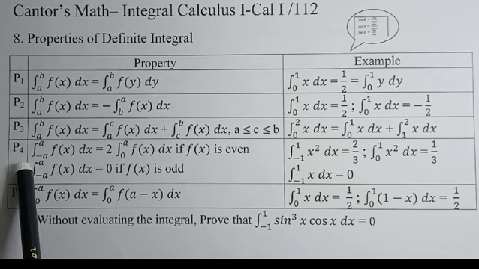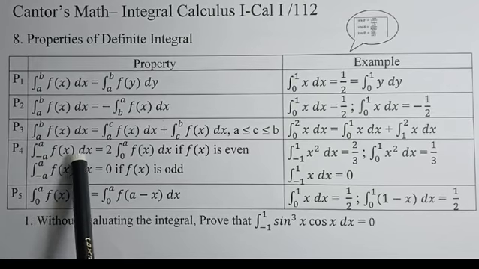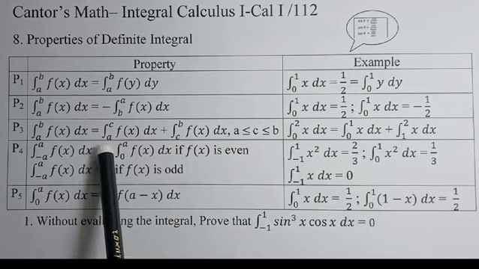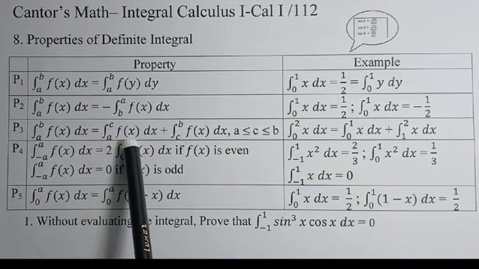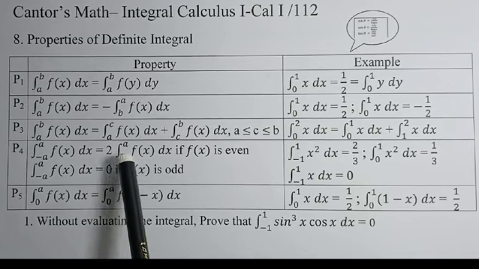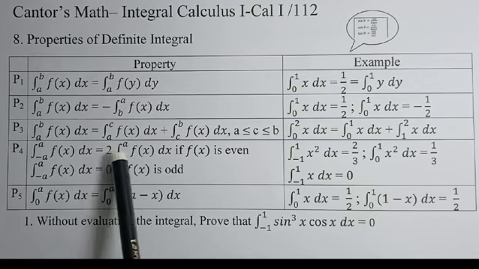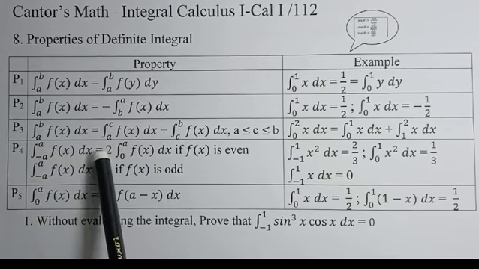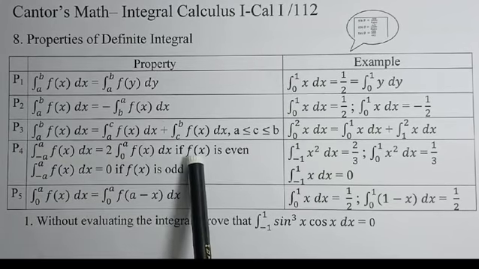Property number 4, very interesting. Integral minus a to a f of x dx: if f of x is even, you can directly write it as 2 into integral 0 to a. This lower limit 0 is always preferred. Minus a to a, in between we have 0. Therefore, 2 into integral 0 to a f of x dx, if f of x is even.